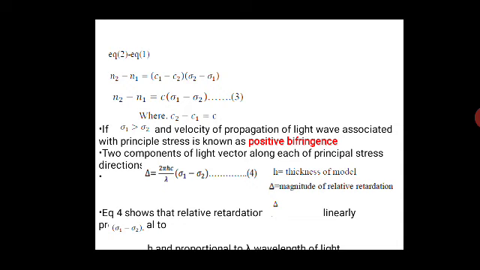Then the two components of the light vector along the principal directions can be written as delta is equal to 2 pi hc divided by lambda into sigma 1 minus sigma 2. Here, h is the thickness of the model and delta is the magnitude of relative retardation. Therefore, equation 4 shows the relative retardation with respect to the difference in the principal stresses sigma 1 and sigma 2.